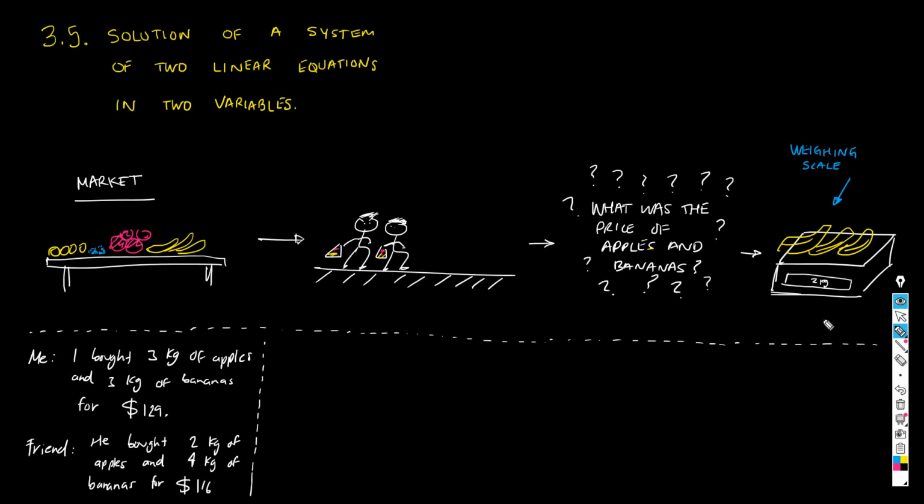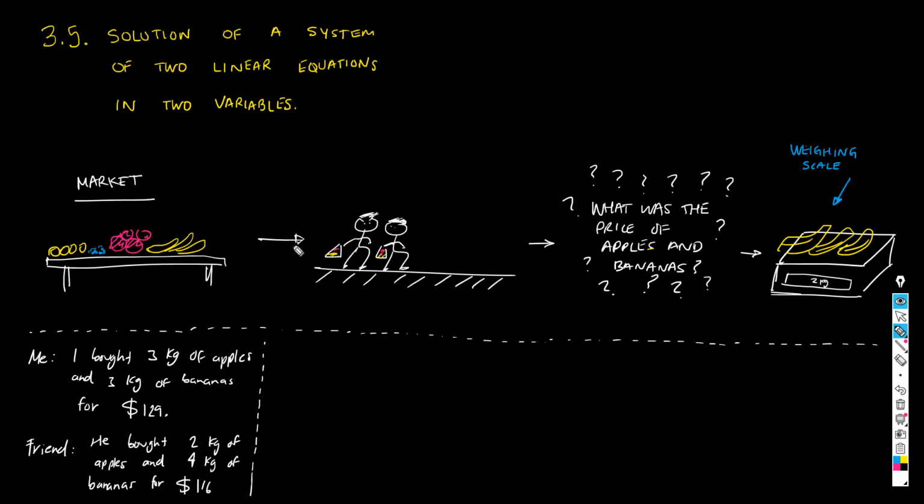Hello class, welcome to this lesson, which is the last lesson for topic number 3. And this lesson is about the solution of a system of two linear equations in two variables. Again, it sounds complicated, but remember that in mathematics, the names are more complex than the concepts really are, okay? Usually we get very complex names for easy concepts.